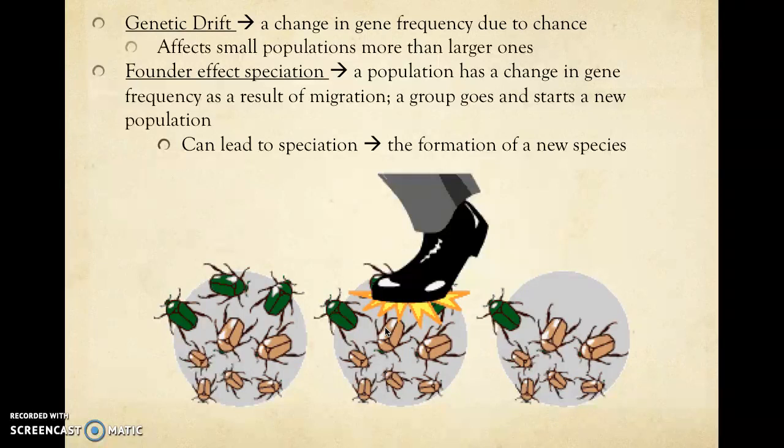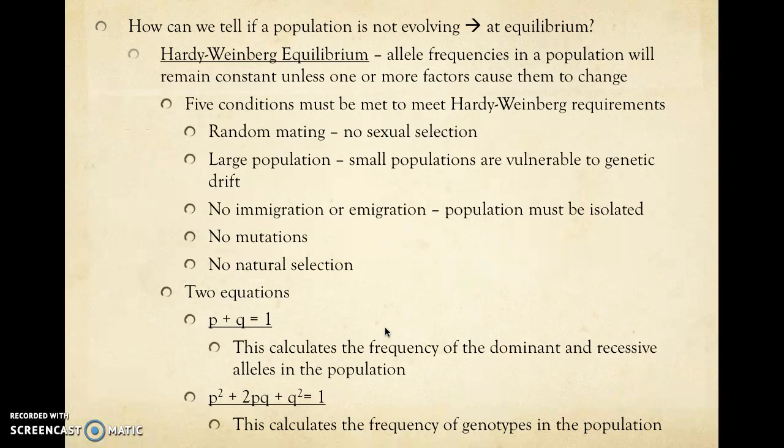Because they've left a bigger group, this changes our gene frequency. This can also lead to speciation, or what we call the formation of a new species. So how can we tell if a population is not evolving? That means it's at equilibrium.